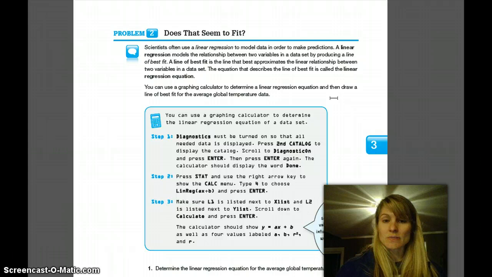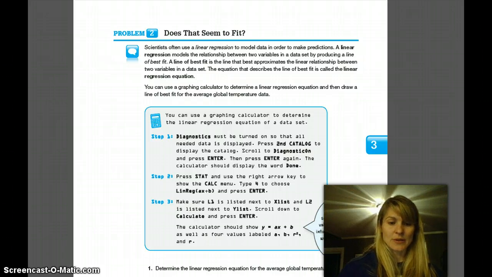The linear regression model is used to find a line of best fit on scatter plot data. And scatter plots, if you remember, are graphs with just a series of points. It tries to make a line through the majority of those points to show the relationship between the x and y value. And the line of best fit, which is probably what you've normally been calling it, is called the linear regression equation. Okay, so I'm going to show you how to do this.